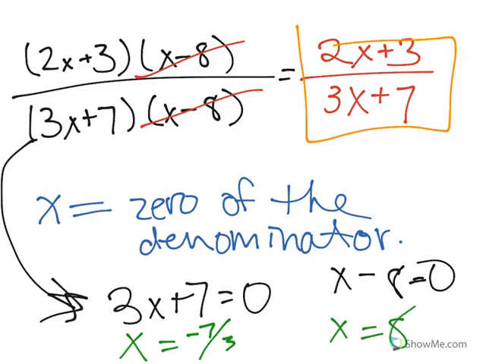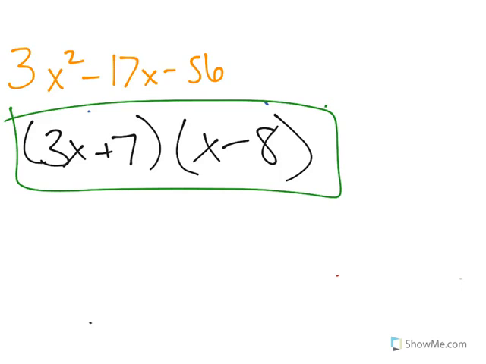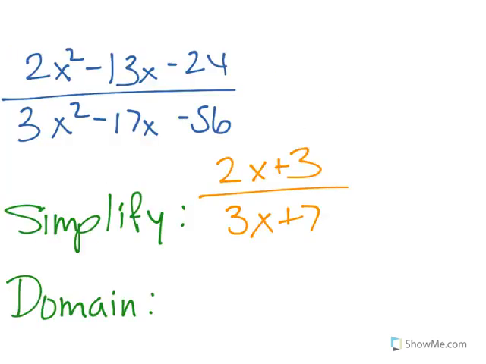So this is our domain: any x except these two. So we go back to here, our domain, and state that x cannot be equal to negative 7 over 3 or 8. And we are done.